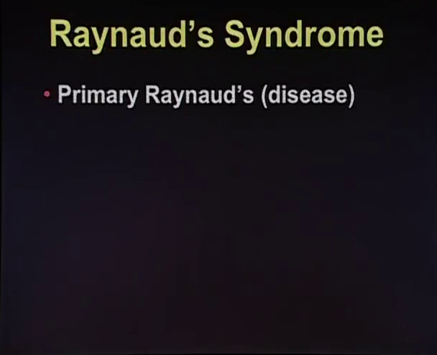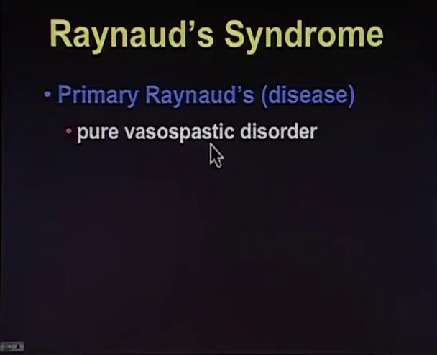Now, Raynaud's syndrome is actually divided into 2 categories. One is called primary Raynaud's, or Raynaud's disease. And primary Raynaud's means that this is a pure vasospastic disorder. Again, that's that idiopathic situation in which we really don't know what brings this about. There's no other underlying etiology or underlying cause for this.